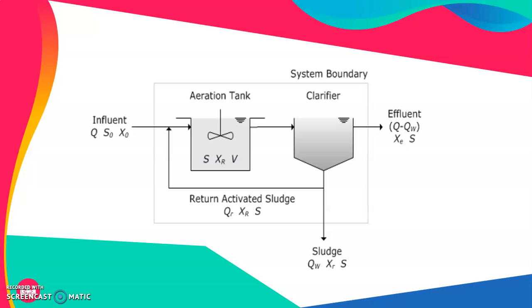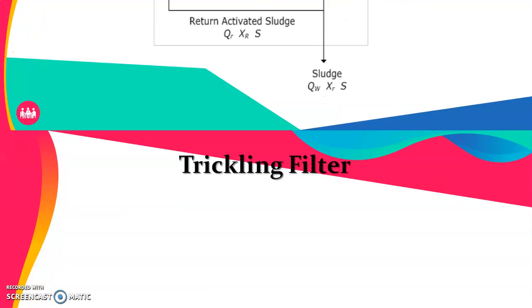So this figure describes the actual process of activated sludge, in which the two major components are the aeration tank and the clarifier. Clarifier means the secondary sedimentation tank. The influent initially comes into the aeration tank, where aeration takes place, and then sedimentation takes place in the clarifier. From the top the treated wastewater is carried out of the system, while from the bottom the sludge is obtained and part of that is recirculated with the influent.